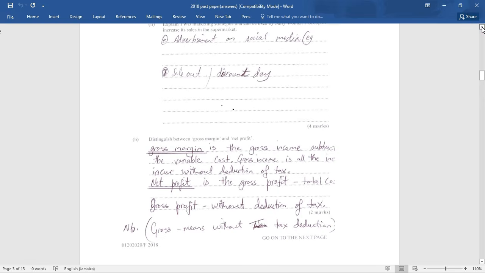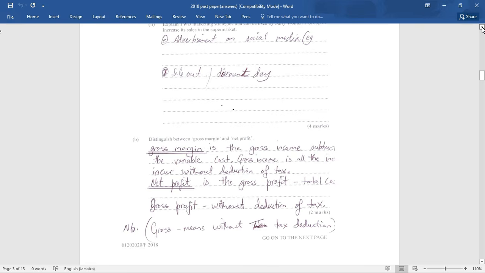B of the question goes, distinguish between gross margin and net profit. Alright, so here it says gross margin is the gross income subtract the variable cost. Gross income is all the income incurred without deduction of tax. So the gross margin, what it is telling you is that it is the income minus the variable cost. Now, as you know, there are 2 main costs. You have variable cost and fixed cost. Now, when you only take the variable cost from your income, the remaining money would be your gross margin. That's what it is telling you.